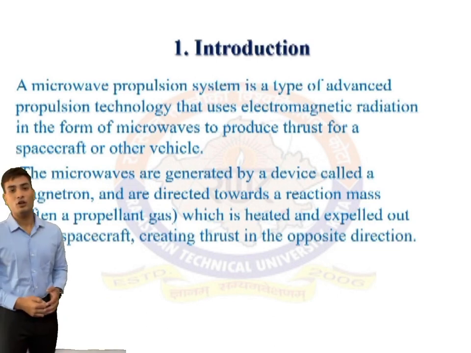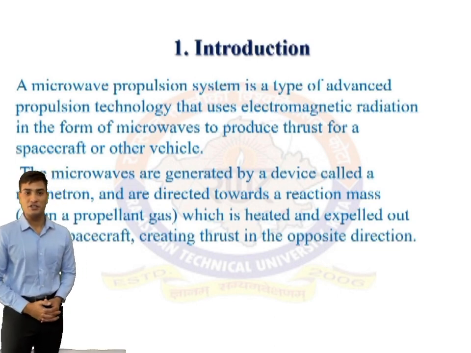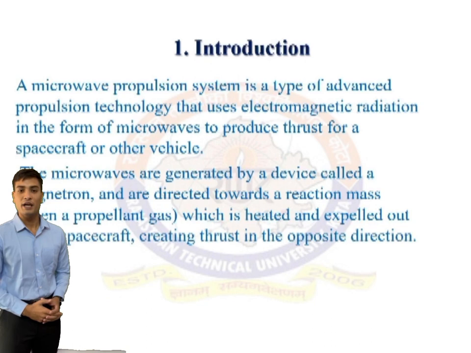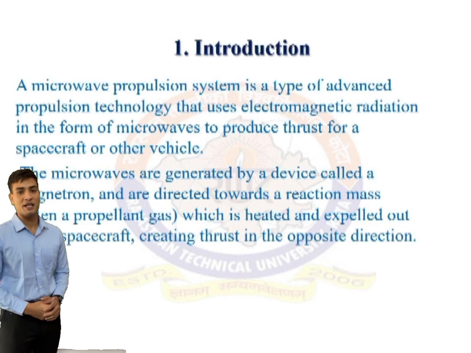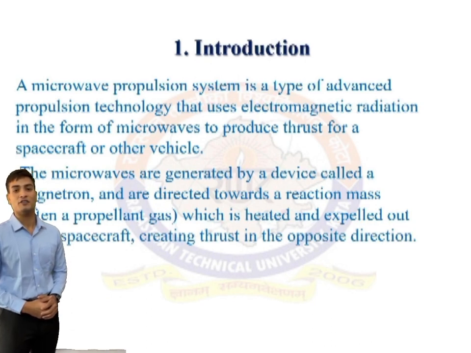Moving forward, when we talk about a microwave propulsion system, it is a type of advanced propulsion technology that uses electromagnetic radiation in the form of microwaves to produce a thrust for the spacecraft or the other vehicles. The microwaves are generated by a device called magnetron and are directed towards a reaction mass, often a propellant gas, which is heated and expelled out of the spacecraft, creating a thrust in opposite direction.